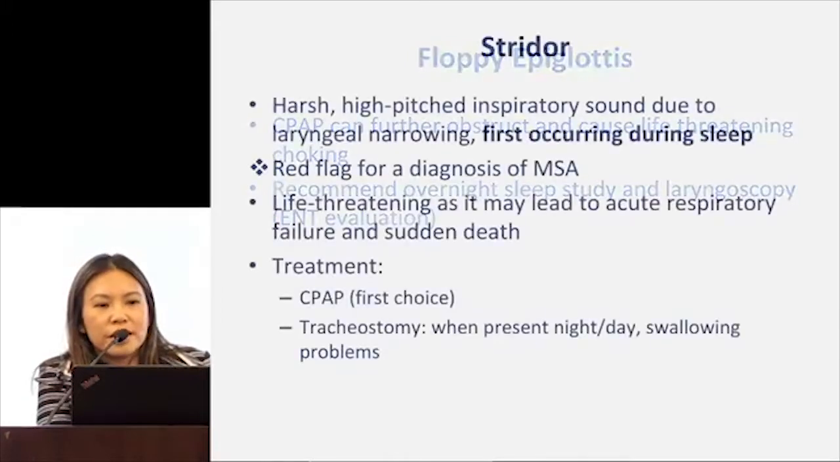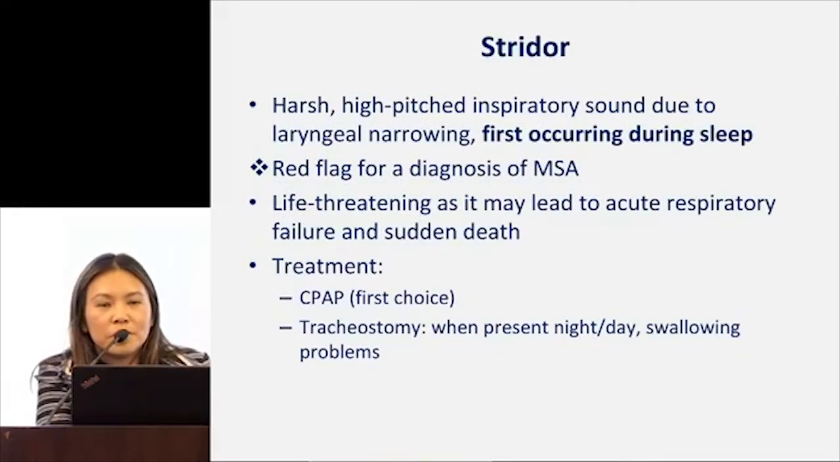So stridor is a big problem. It's one of the biggest breathing problems for MSA. It is a harsh, high-pitched inspiratory sound due to the larynx being narrowed. And it always occurs during sleep first. So this is where we really try to elicit a detailed sleep evaluation, because by the time we see it during the day, it's a little bit later in the stage. It is a red flag for diagnosis of MSA.